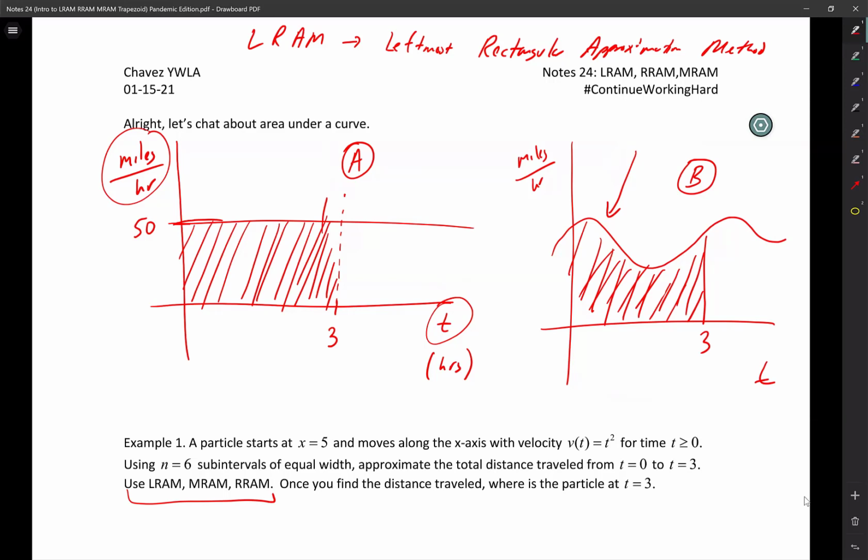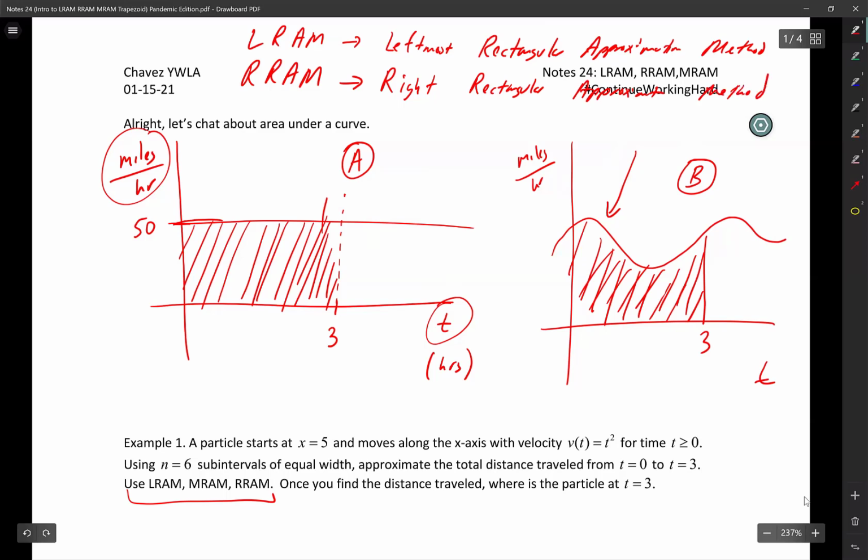Write the word left, and then if you want to write leftmost, that's fine. RRAM. Take a guess what RRAM stands for. Right. Or it might be the word rightmost, but I'm just going to put the word right. Right Rectangular Approximation Method. And I guess the name is important, but the difference between right and rightmost is not much, right? I guess if you want to go to YouTube and type LRAM calculus, they'll tell you. What does LRAM stand for in calculus?